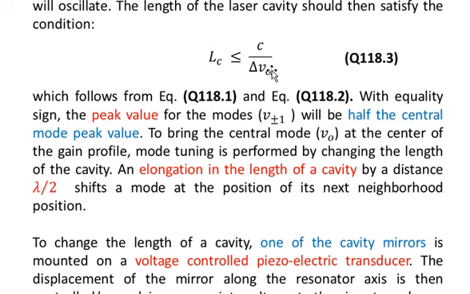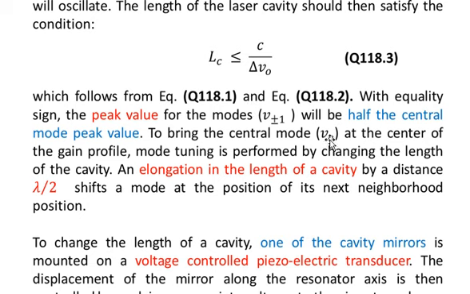So this equation shown in figure number 3 follows from equation number 1 and equation number 2. With the equality sign, the peak value for the modes nu plus minus 1 will be half the central mode peak value. That is, their strength will be half; the peak corresponding to these plus minus 1 modes will have half of the value corresponding to the central mode nu naught, provided we are using the equality sign over here.